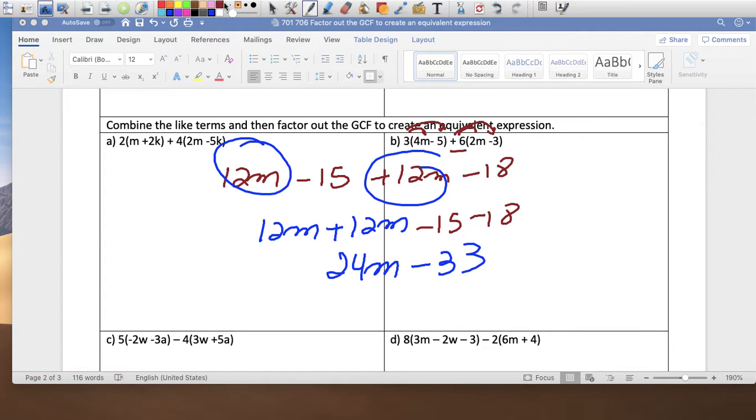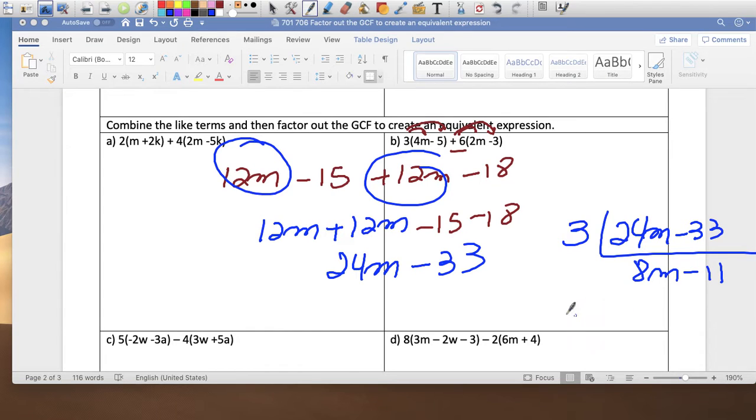So this is the one that I want you to do, the ladder method, if you're using that. Is there anything that goes into 24 and 33? Yeah, 3. 3 goes into 24 8 times, 8M. And 3 goes into 33 11 times. This is your final answer. 3 times 8M minus 11.